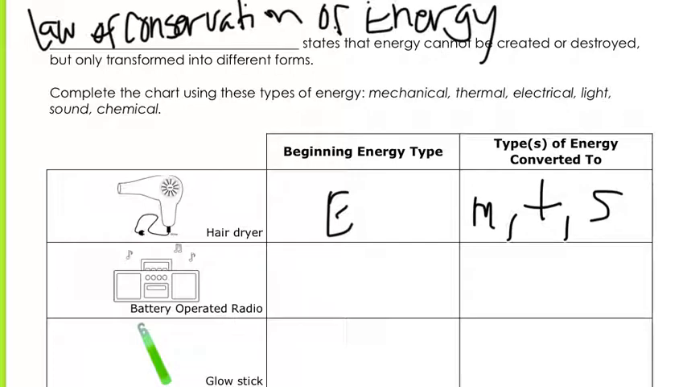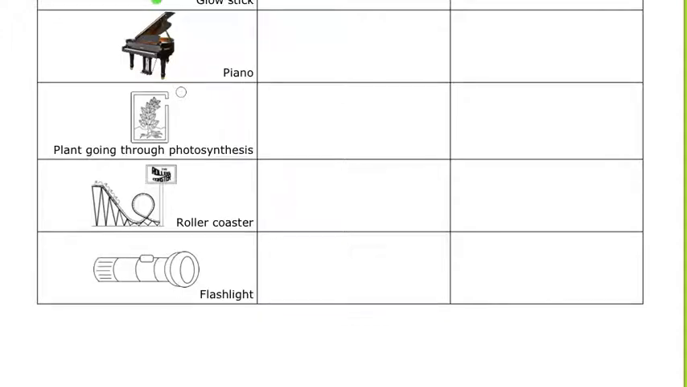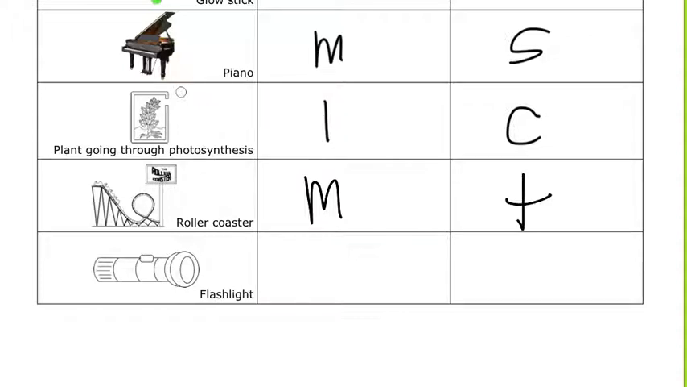A battery-operated radio, so it's got batteries. It's going to start out as chemical, and then it's going to go to electrical and sound. A glow stick is going to start out as chemical, and it's going to create light. A piano is going to be mechanical, and it's going to go to sound. A plant going through photosynthesis is going to start out as light and it's going to go to chemical. A roller coaster is going to start out as mechanical, and because of friction, it's going to create heat, which would be thermal.